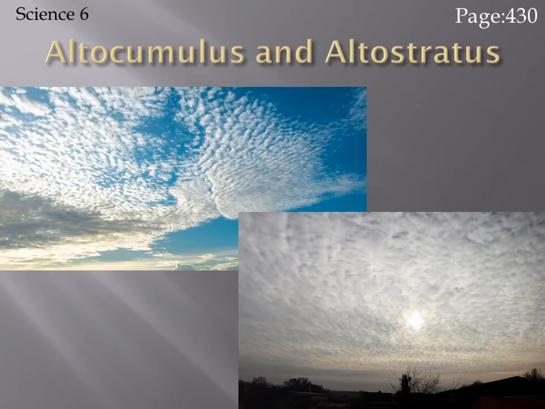Altocumulus and Altostratus. Clouds that form between 2 and 6 kilometers above Earth's surface have the prefix alto, which means high. The two main types of these clouds are Altocumulus and Altostratus. These are medium-level clouds that are higher than regular cumulus and stratus clouds, but lower than cirrus clouds. If you see these clouds, it indicates precipitation.